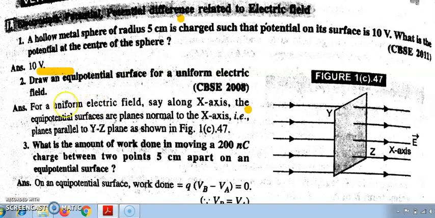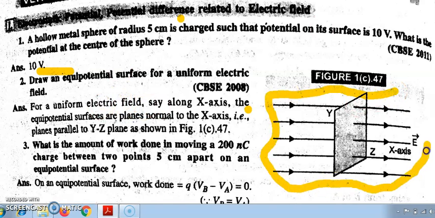So for an equipotential surface, suppose the electric field is along the x-axis, then equipotential surfaces are always normal to the x-axis. So this is the diagram you can see here. If it is perpendicular to the x-axis, that means it is parallel to the yz plane.